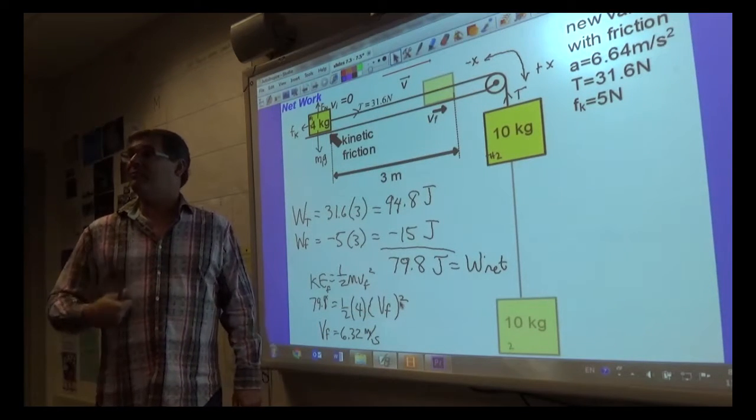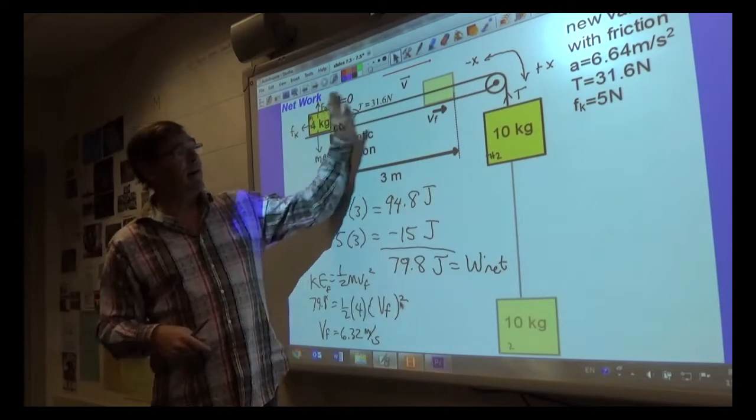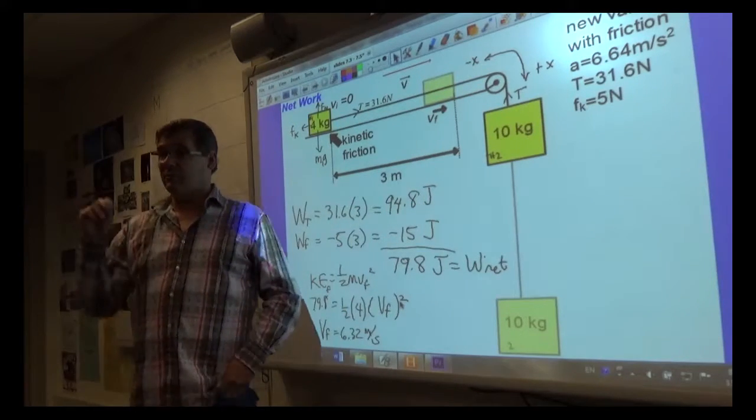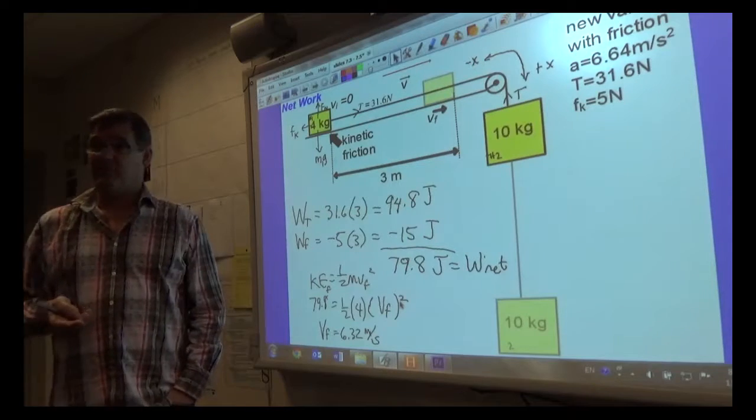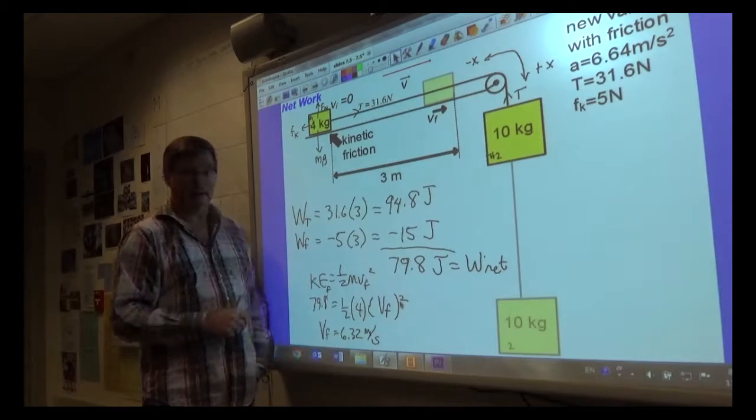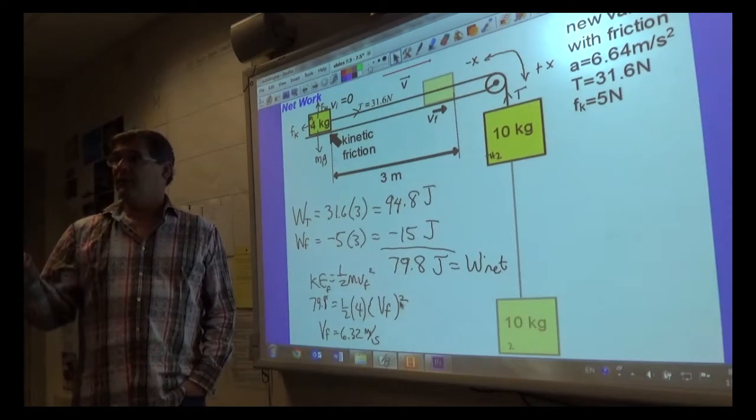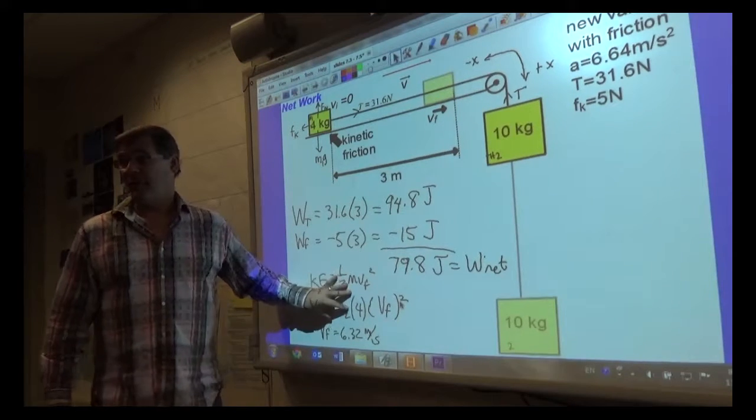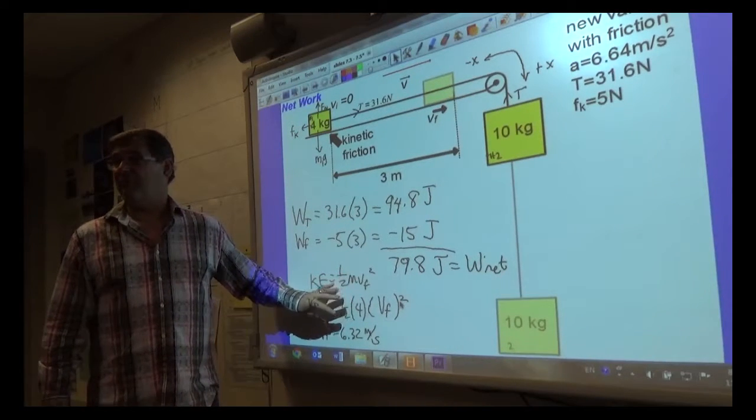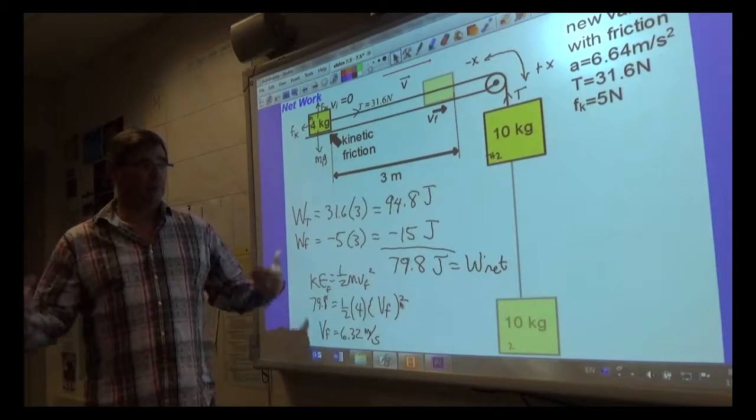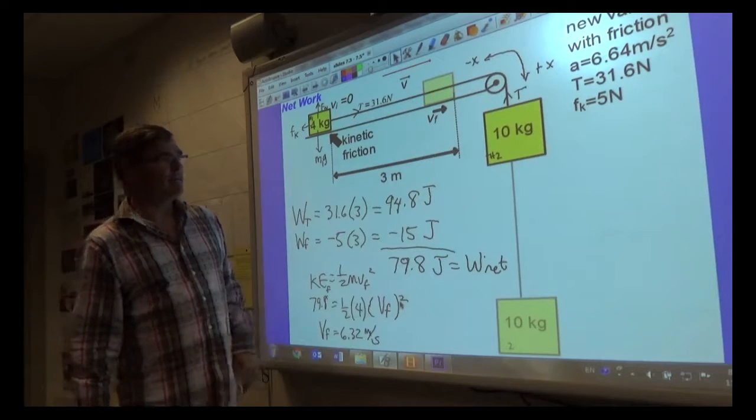If you did this problem last week, you would have had to find the acceleration and use equations of motion to find out how fast it's going. Now we have another way of doing it, and as we go through the year, you'll find out this way oftentimes is a faster approach. With experience, you'll see that.